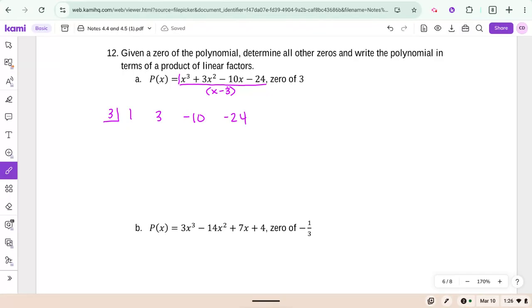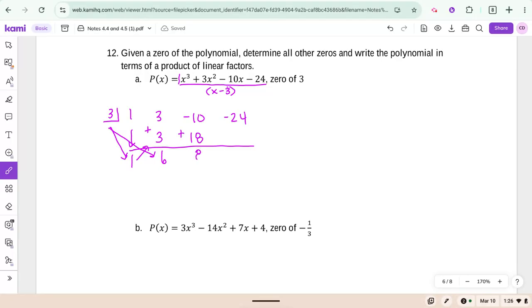Okay. Skip a line and draw a line. The first number comes straight down, and then you are going to multiply. So you're going to do 3 times 1 is 3. Put that number here. And then you're going to add straight down. 3 plus 3 is 6. And you're going to repeat that process. 3 times 6 is 18. Put that number here. Add.